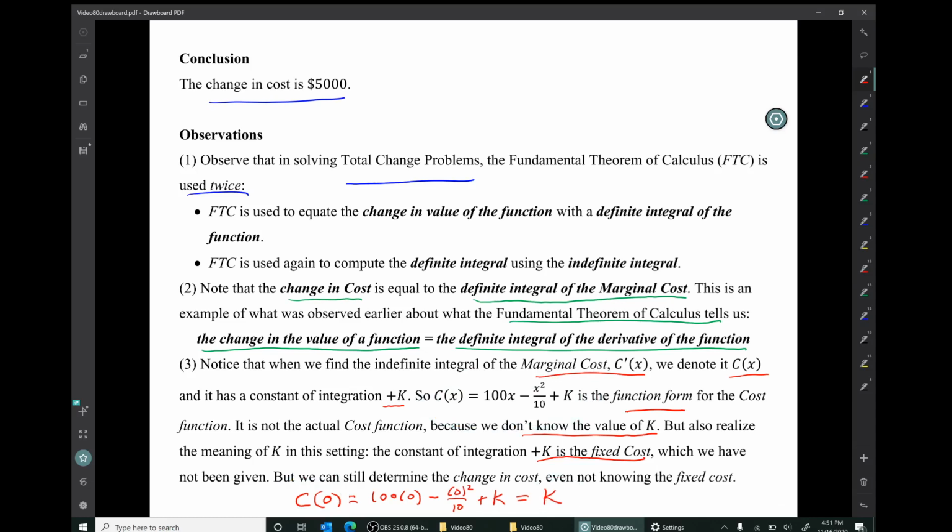Now, we never do know that fixed cost. We've not been given that. But we can still determine the change in cost, even not knowing the fixed cost.